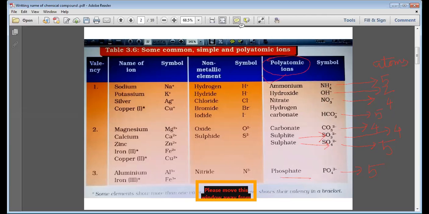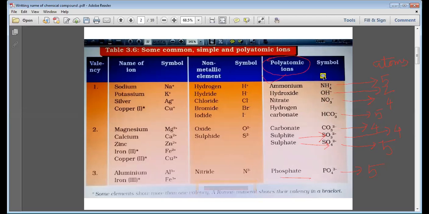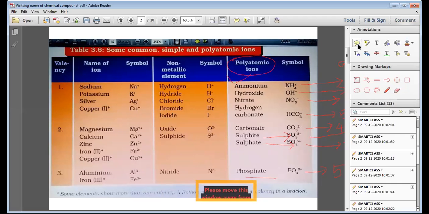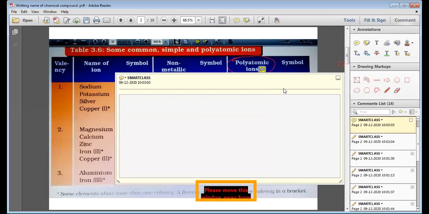then, my dear students, we will have to write brackets around them. So whenever we have more than one polyatomic ion, we will have to write the bracket around them. That is what I am writing here.